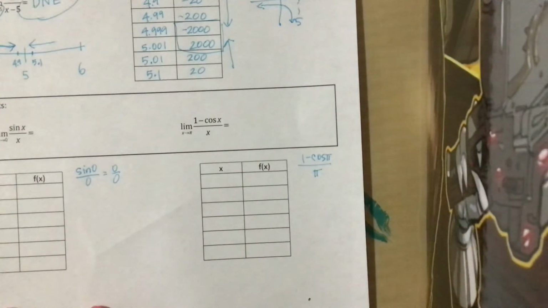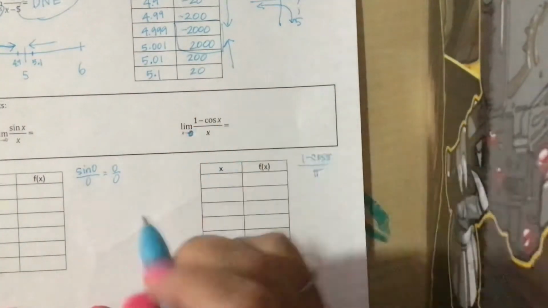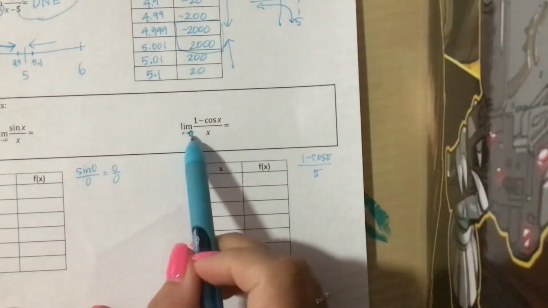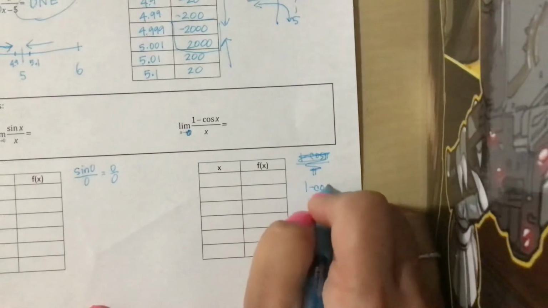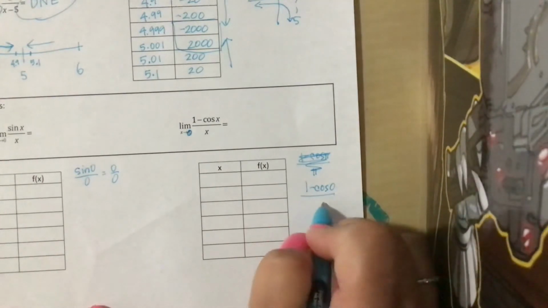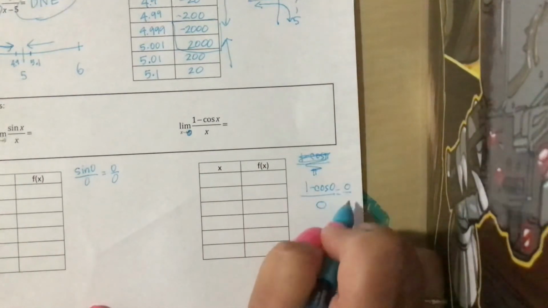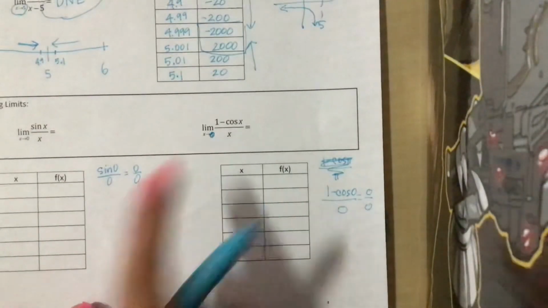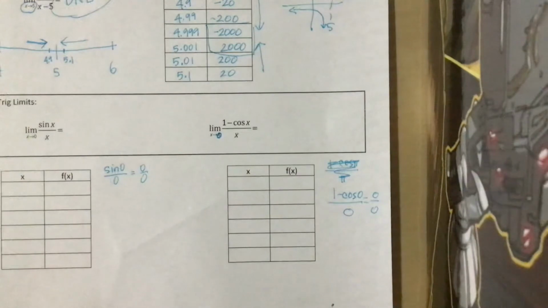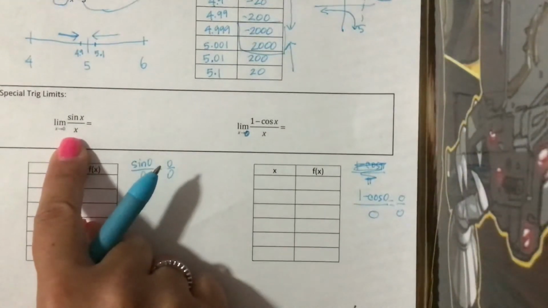what is happening there? 1 minus cosine of 0. No, this is not supposed to be a pi. That's the problem. This is supposed to be the limit as x approaches 0. That's why I'm staring at this weird. So if we do 1 minus cosine of 0 divided by 0, I get the same indeterminate form. Okay, so let's edit that typo together right now. And then let's go ahead and figure this out.